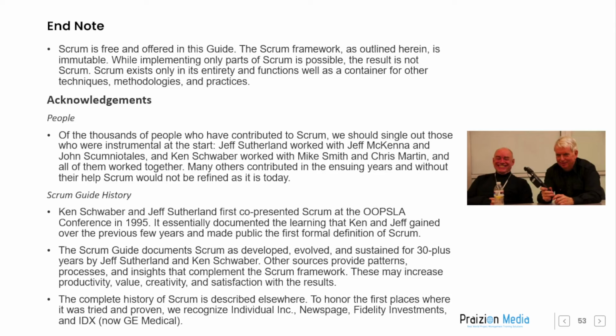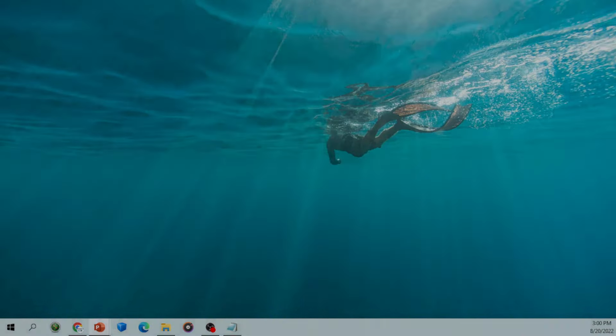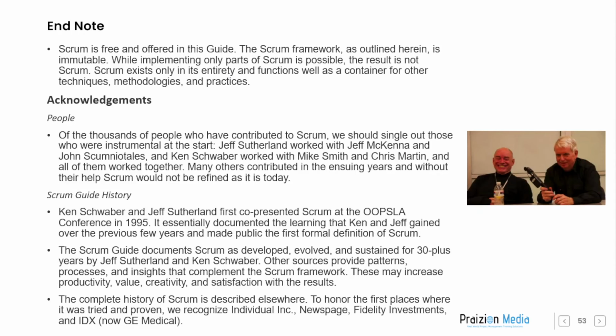Scrum Guide History. Ken Schwaber and Jeff Sutherland first co-presented Scrum at the OOPSLA conference in 1995. It essentially documented the learning that Ken and Jeff gained over the previous few years and made public the first formal definition of Scrum. The Scrum Guide documents Scrum as developed, evolved, and sustained for 30-plus years by Jeff Sutherland and Ken Schwaber. Other sources provide patterns, processes, and insights that complement the Scrum framework. These may increase productivity, value, creativity, and satisfaction with the results. The complete history of Scrum is described elsewhere.